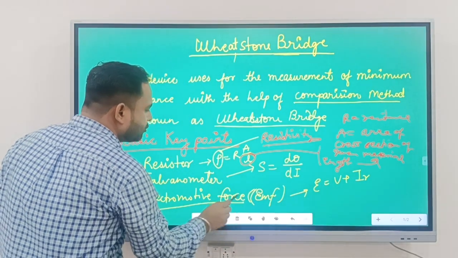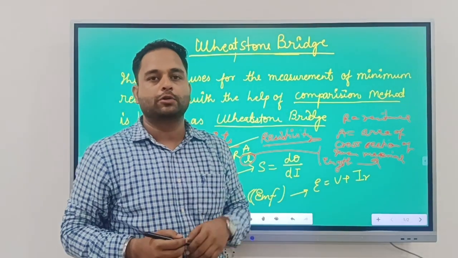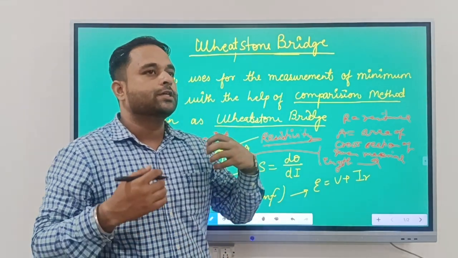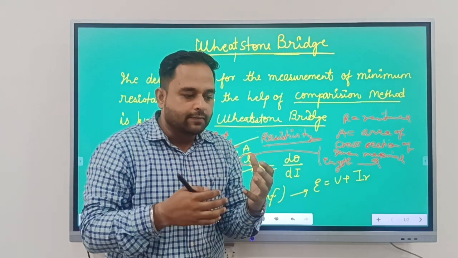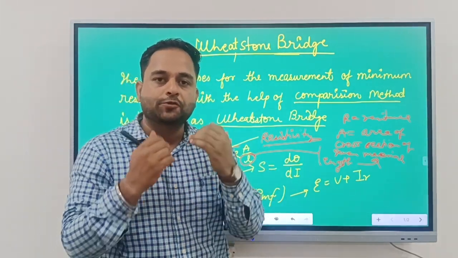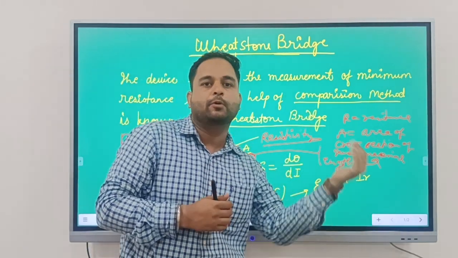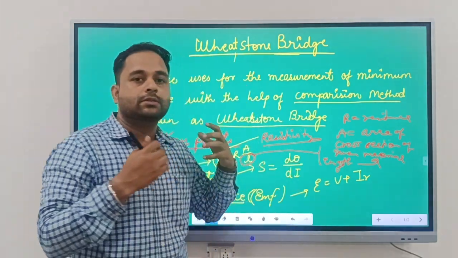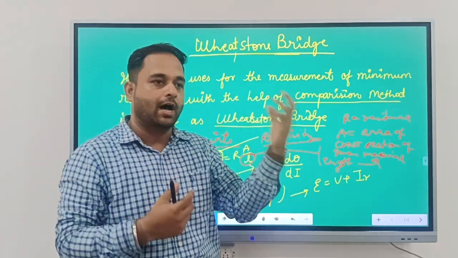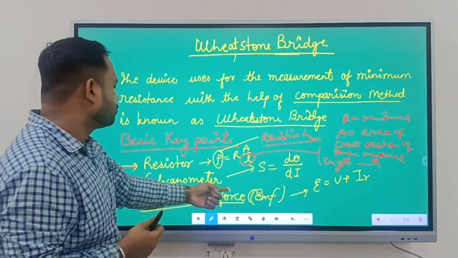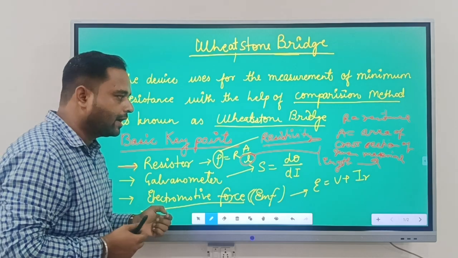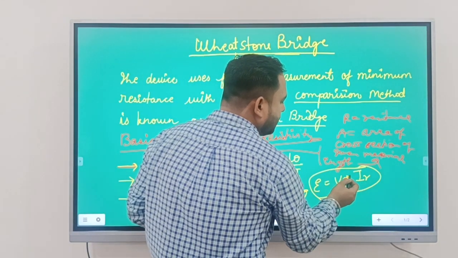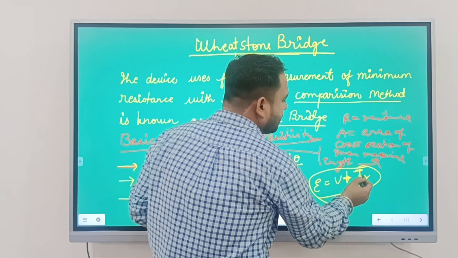Next is electromotive force. You all are aware of the electromotive force. Electromotive force is what? It is the force to carry a charge from one potential to another potential, meaning from high potential to lower potential. The force which carries a charge is called electromotive force. Alright, it is represented as E is equal to V plus Ir.